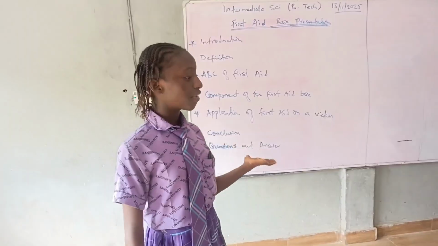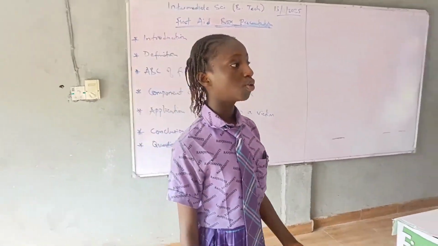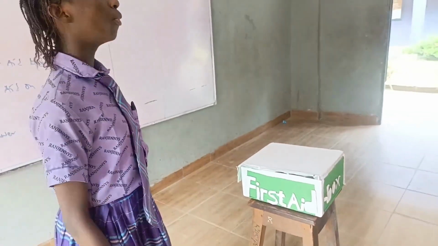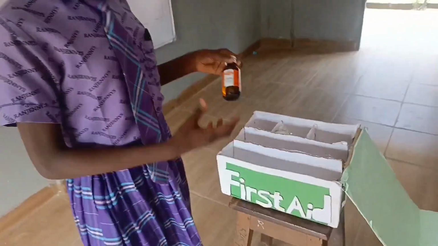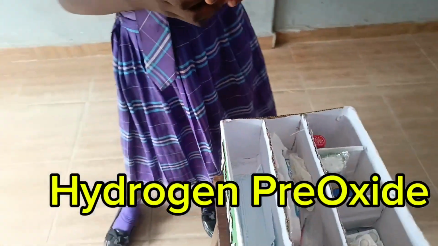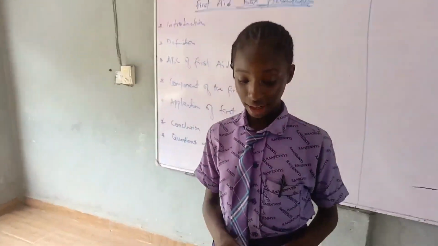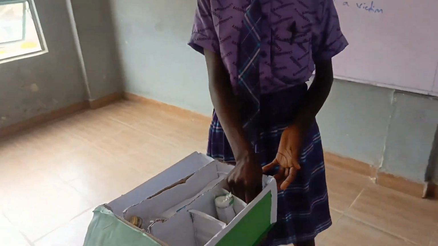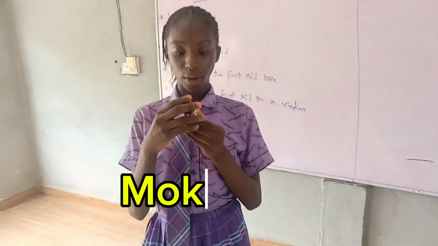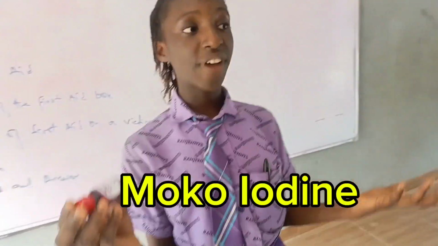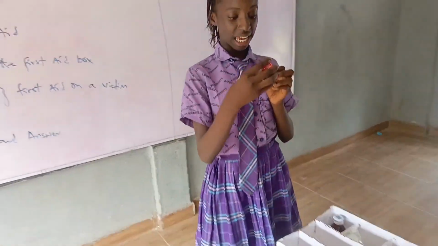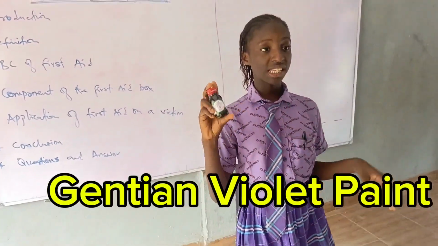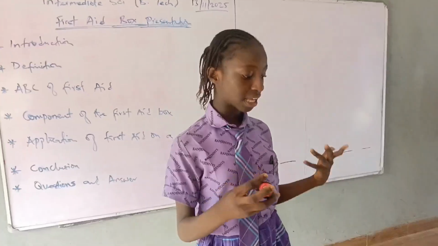Now, the components of a first aid box. Inside a first aid box, we have various components used to attend to accident victims. We have the hydrogen peroxide. It is used for cleaning up wounds and as an antiseptic. We have the Mercurochrome iodine. It is used for disinfecting small wounds and open wounds. We also have the gentian violet spray. It is essential for cleaning up blisters and wounds.